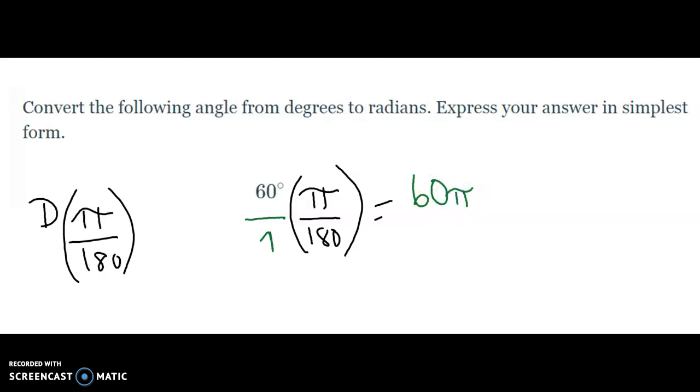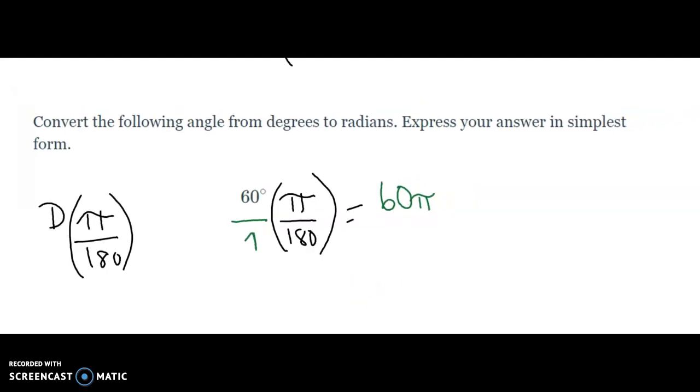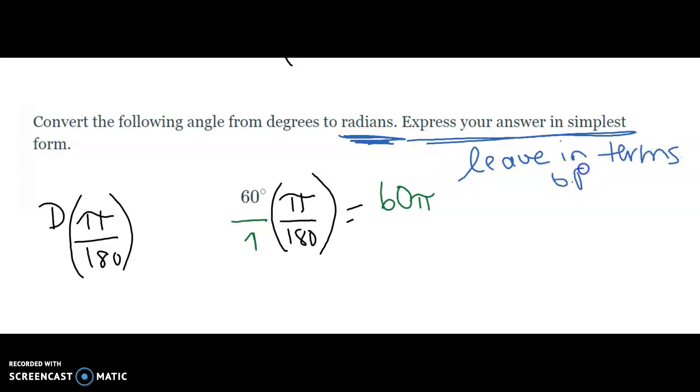Notice that I didn't do 60 times pi on this one because the problem says express your answer in simplest form. And because we're converting it to radians, we're going to leave it in terms of pi. It's not asking me to the nearest tenth, so I don't have to do a decimal. So we got 60 times pi, and then we got 1 times 180, which is 180. And now we need to simplify that fraction.